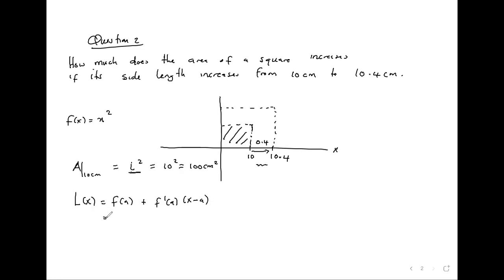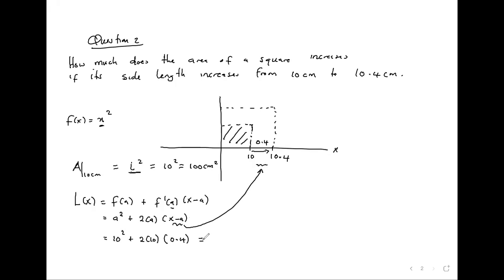That is f of a, that will be a squared, plus f prime of a. We differentiate x squared, we get 2x, and then we put a, and then x minus a. Now this x minus a here is the change that you're talking about, the change in the x. So then what should be a? A will be the initial length, that is 10 squared plus 2 times 10 by the change, which is 0.4.